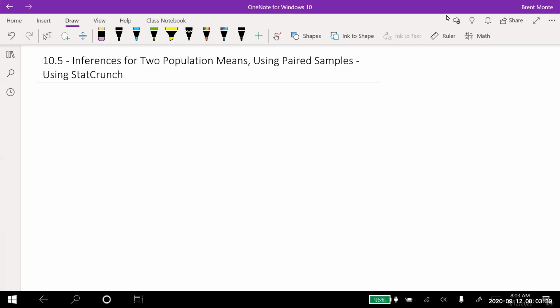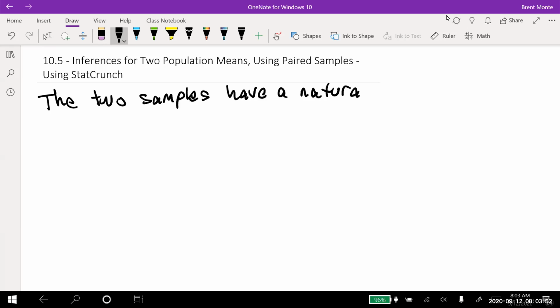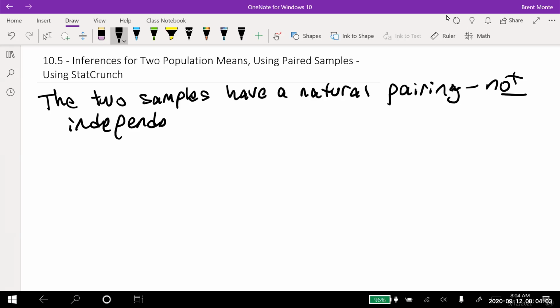So in this case, the two samples have a natural pairing. In other words, they are not independent samples. And so remember, we're looking at two populations. We're picking a sample out of each population, but the samples are not independent.